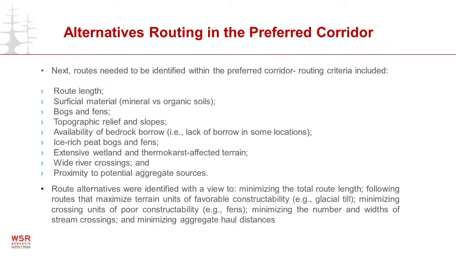So these route alternatives were identified with a view to minimize the total route length, to follow routes that maximize terrain units of what you call favorable constructability. So where it's easier to build, where you have better soils, for example glacial tills, which are a little bit more compactable and can form a better base for the road. Minimizing crossing terrain units of poor constructability, such as fens or bogs or areas where you have organic soils as well. And then again, avoiding wide river crossings.